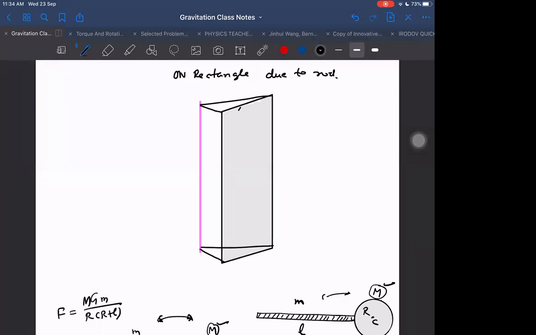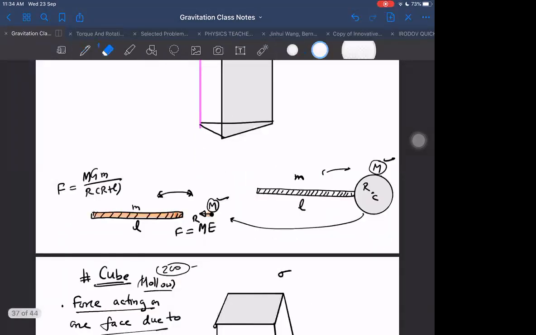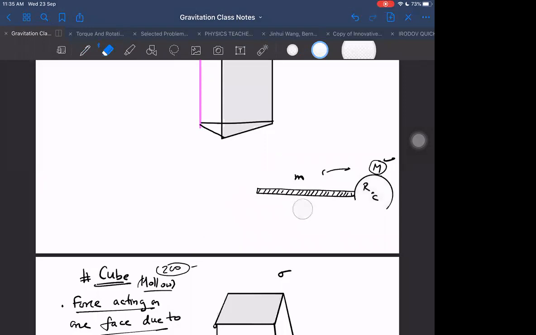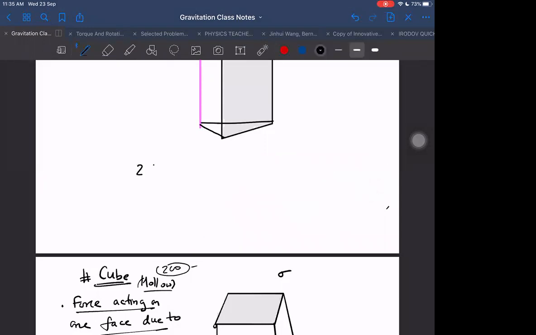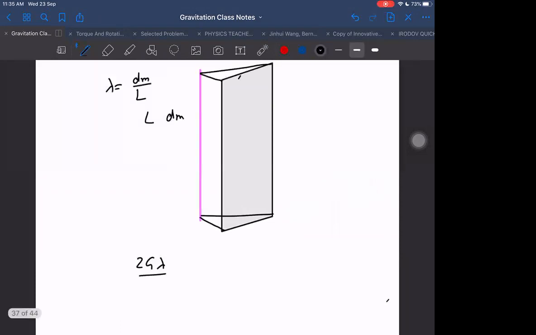This rod is of some mass, maybe dm, and it has length L. So its mass per length will be lambda, equal to dm by L. Because in terms of lambda I know the formula for the field, I can use that formula to find this. So what is the formula for the field? I think you know the field formula is 2G lambda by R.